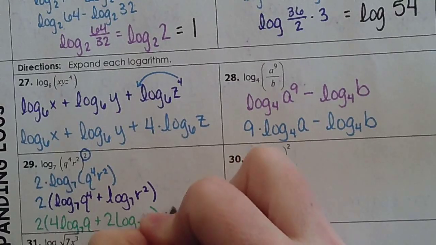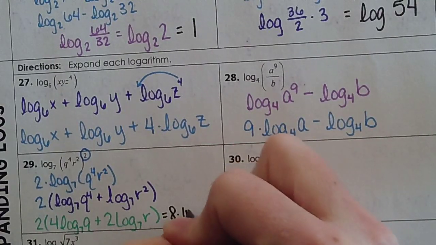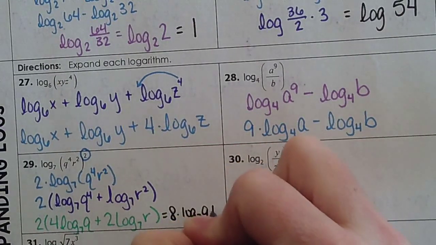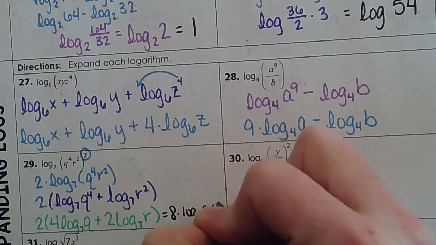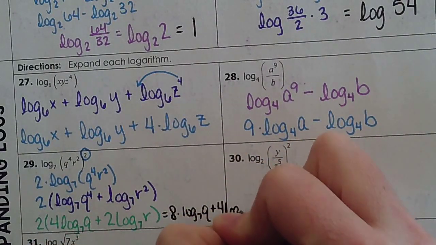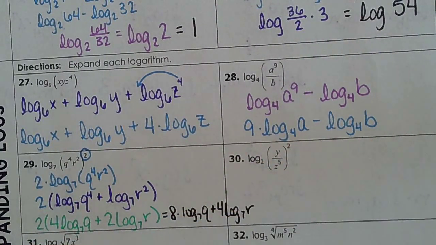So I have 8 log base 7 of q plus 4 log base 7 of r. And there's 2 or 3 different ways to go through the steps on that. As long as you're following your math rules, you're going to get to the same ending as me.